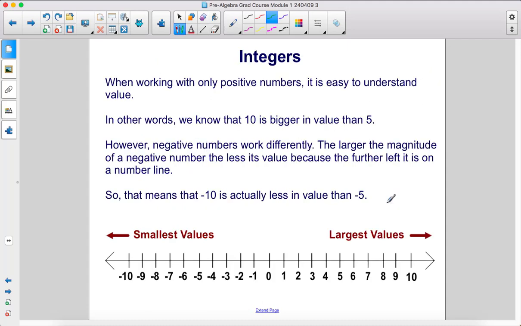When working with only positive numbers, it's easy to understand value. In other words, we know that 10 is bigger in value than 5. However, negative numbers work differently. The larger the magnitude of a negative number, the less its value, because the further left it is on the number line. So that means that negative 10 is actually less in value than negative 5.